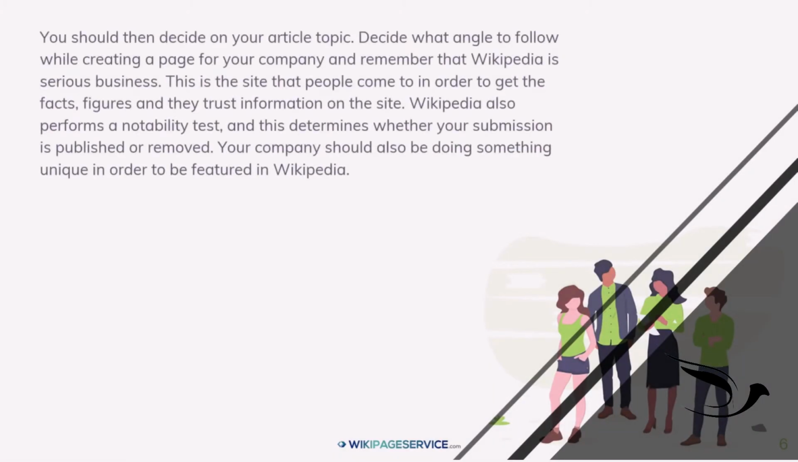You should then decide on your article topic. Decide what angle to follow while creating a page for your company, and remember that Wikipedia is serious business. This is the site that people come to in order to get the facts, figures, and they trust information on the site. Wikipedia also performs a notability test, and this determines whether your submission is published or removed. Your company should also be doing something unique in order to be featured in Wikipedia.